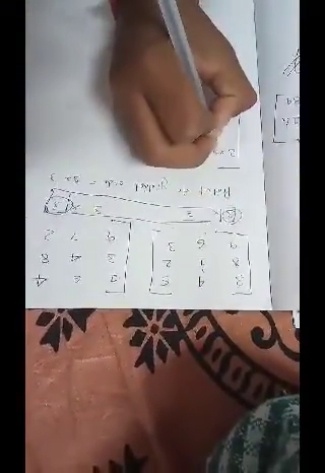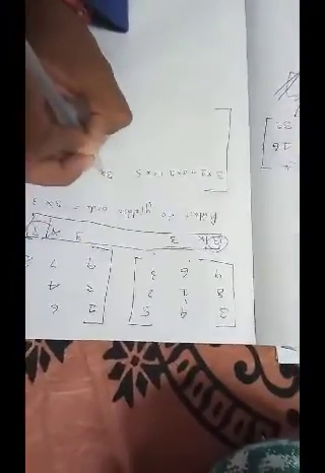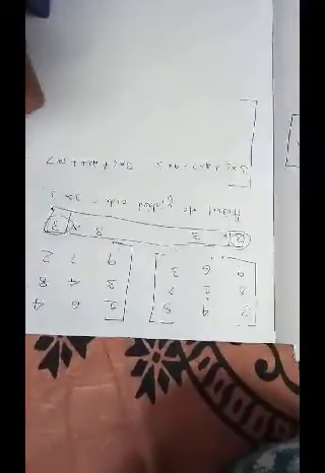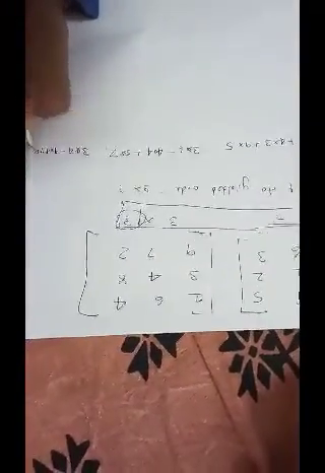So 3 into 1 plus 4 into 3 plus 9 into 5. And the second element of the product will be the product of the first row and the second column. So 3 into 6 plus 4 into 4 plus 5 into 7. And the third element would be the product of the first row and the third column. So 3 into 4 plus 4 into 8 plus 5 into 2. And hence we'll proceed so on.